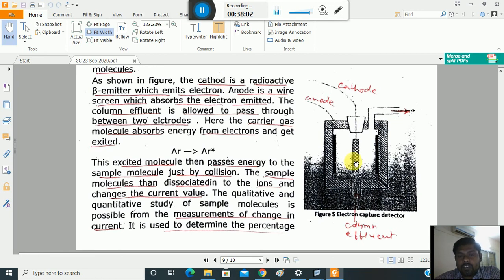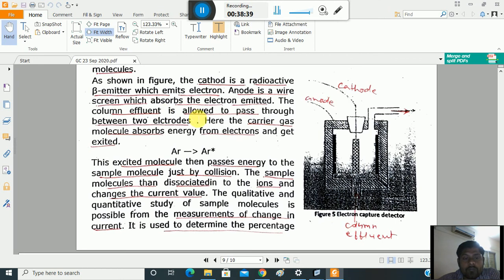That is your cathode. It is coated with some beta emitting materials which emit the electrons when you apply current. Anode is a wire screen. Sorry, my mistake. Those black blocks are your cathodes. They are radioactive beta emitters which emit the electrons, and your anode is a wire screen. It acts as an anode which attracts and captures the electrons.